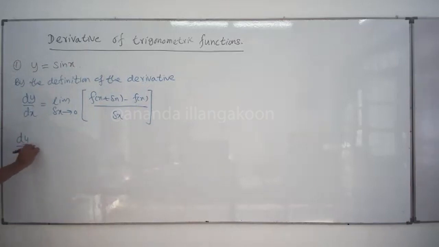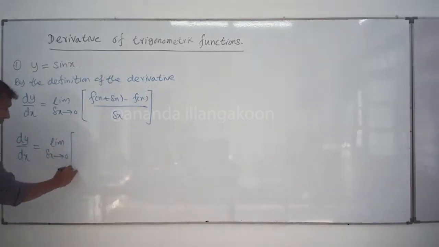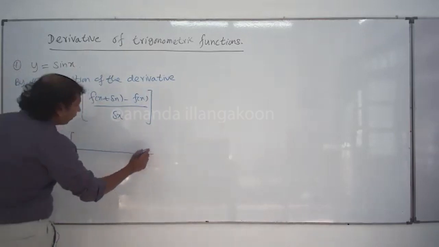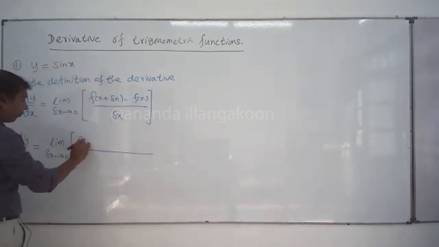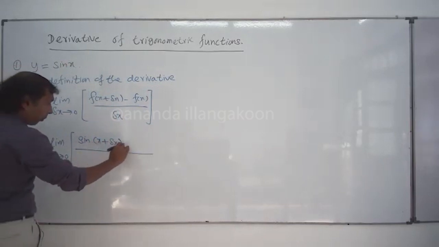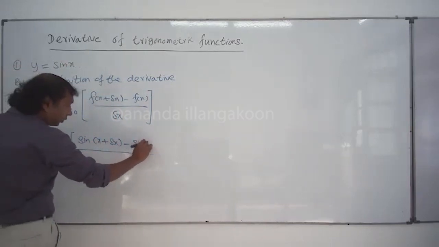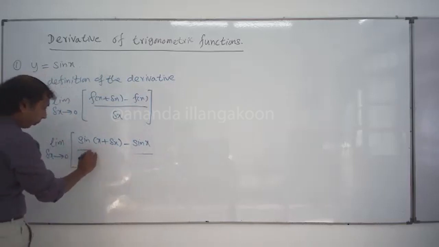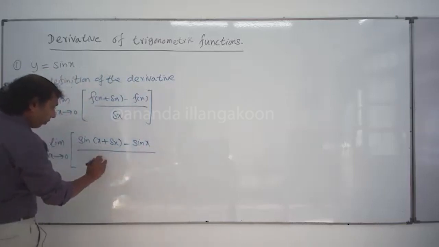dy by dx is limit delta x tends to 0, sin(x plus delta x) minus sin x, divided by delta x.